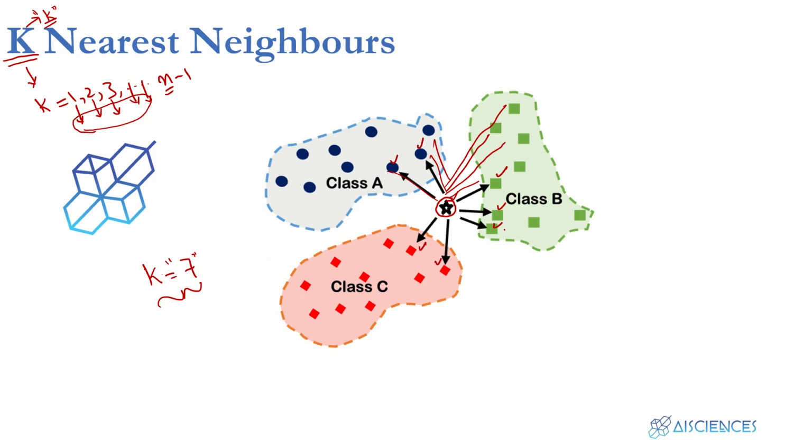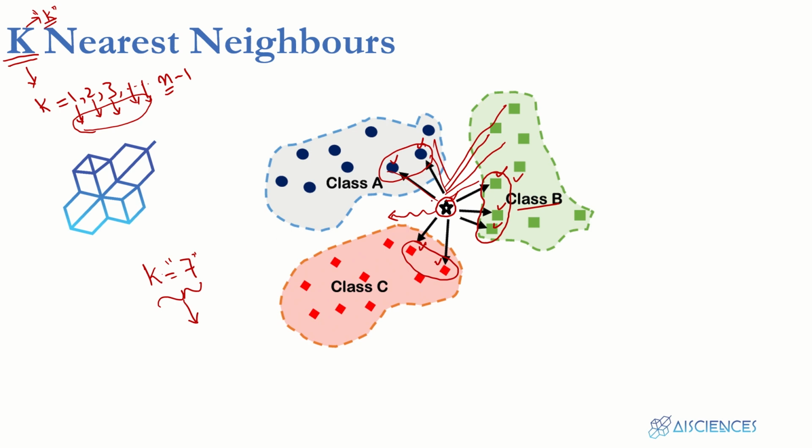Out of these 7, we will then get the majority vote. Which class is in majority? In this particular case, class B is in majority because out of the neighbors, there are 3 votes for class B, 2 members of class A, and 2 members of class C. So in this case, due to the majority voting, class B wins. So the label of the new test point happens to be class B.